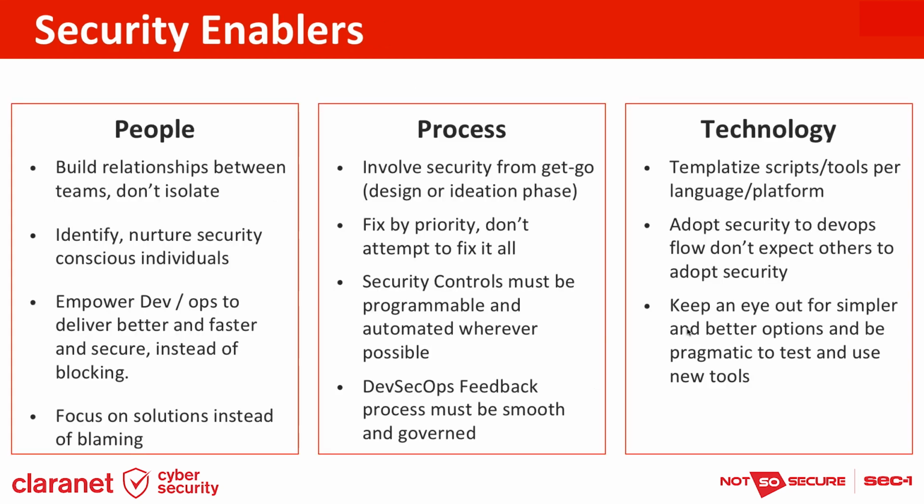Now, just like everyone talks about people, process, and technology, so security enablers in the form of people, process, and technology is what you can see here. From a people standpoint, focus on solutions, empower the dev and ops instead of blocking them, and nurture as many people as possible. From a process standpoint, fix by priority. Do not attempt to fix it all. You can see there are situations in the pipeline where we left some high severity flaws because we didn't want to fix them right now. They were not on the high priority.